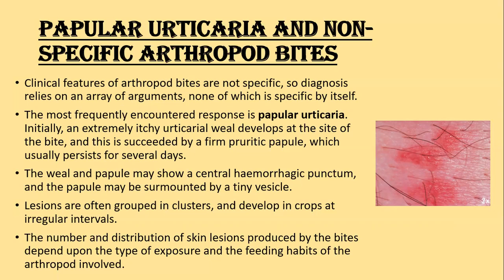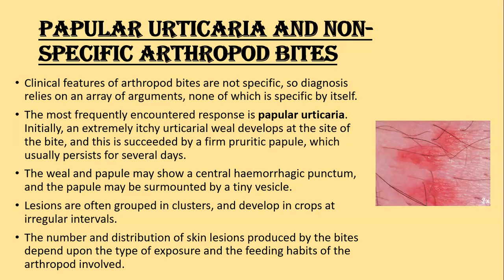The wheal and papule may show a central hemorrhagic punctum, which is actually the diagnostic point, and the papule may be surmounted by a tiny vesicle. So it is actually a papulovesicle or a punctum in the center of an erythematous papule. Lesions are often grouped in clusters and develop in crops at irregular intervals.